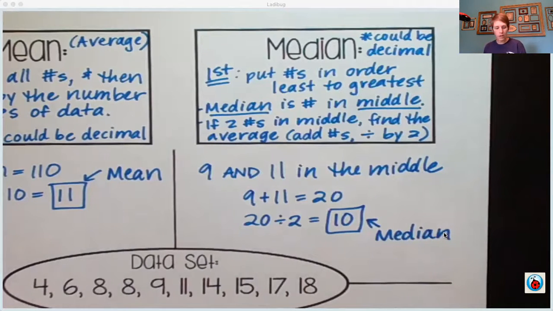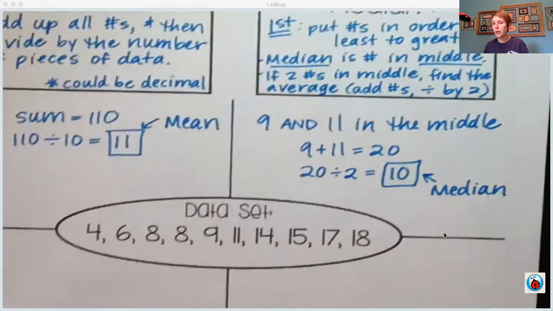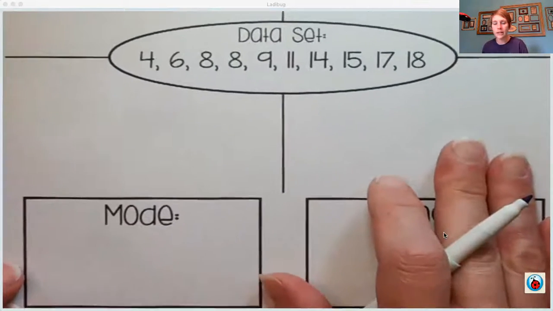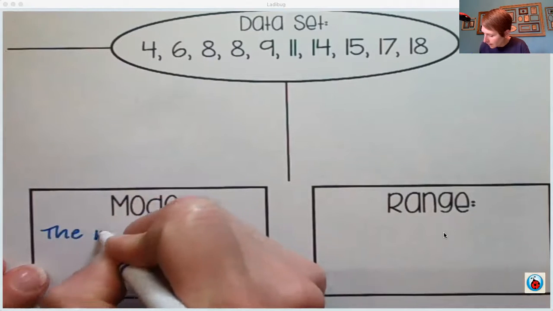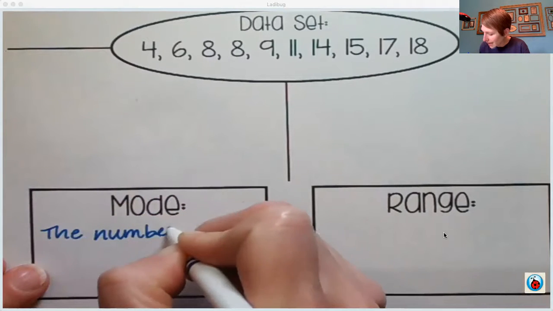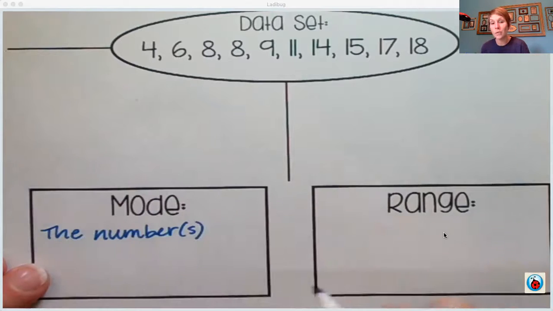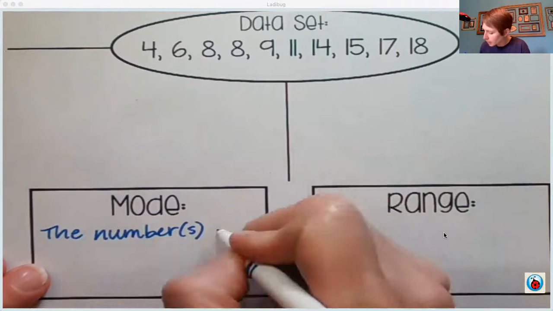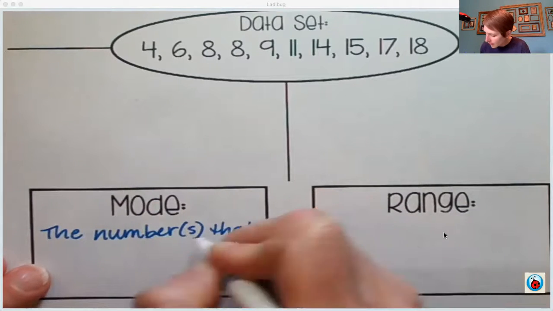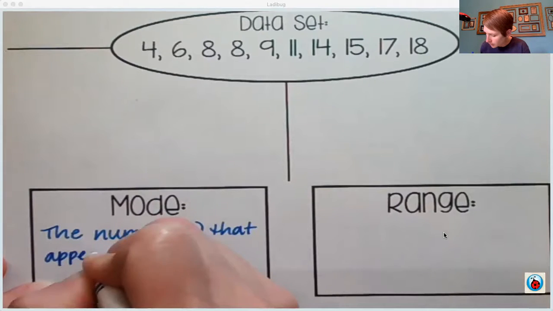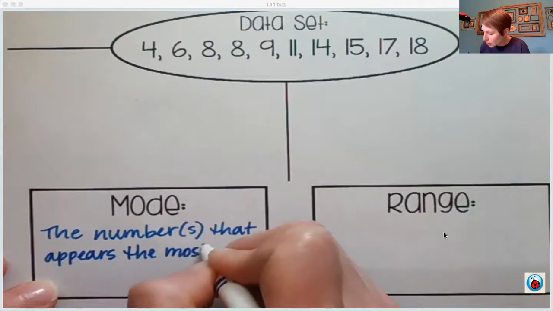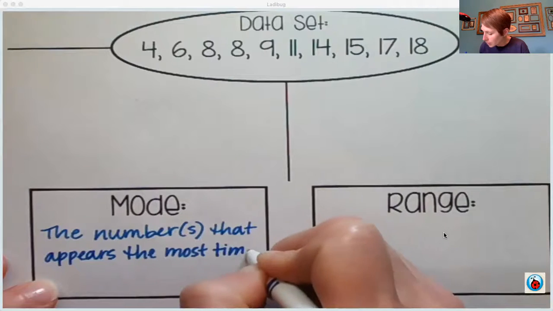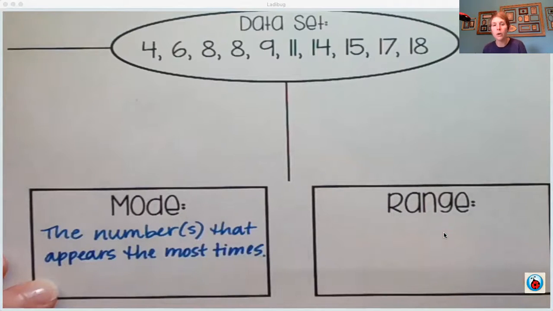Let's go down and talk mode. Mode is super simple, my friends. Mode is the number, and I'm going to put an S on the end of this in parentheses because you might have more than one. So the number or numbers that appears the most times. Not just your numbers that appear more than once, but the ones that appear the most. Mode, most. They sound similar, okay?